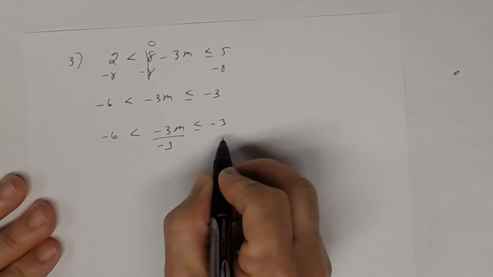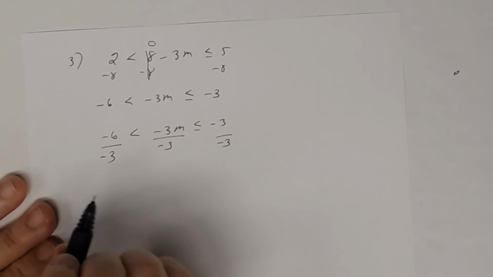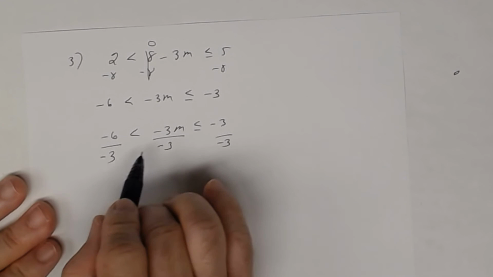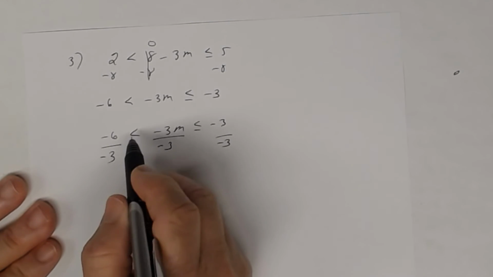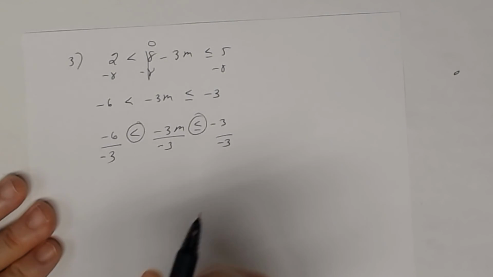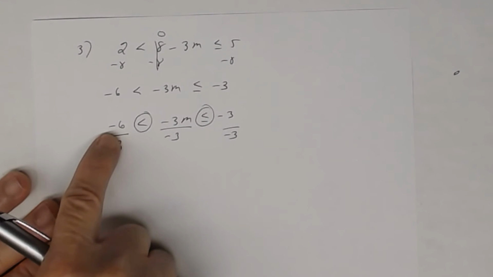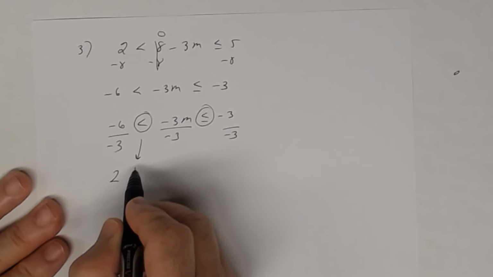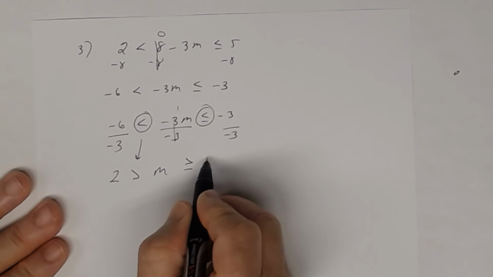But what you do to the middle part, you have to do to the right-hand side, and to the left-hand side. And you got to remember this. Since I have an inequality and I'm dividing by negative 3, or multiplying by a negative number, I have to remember to reverse those inequality symbols. So negative 6 divided by negative 3 is 2, is greater than m, is greater than or equal to negative 3 divided by negative 3, which is 1.